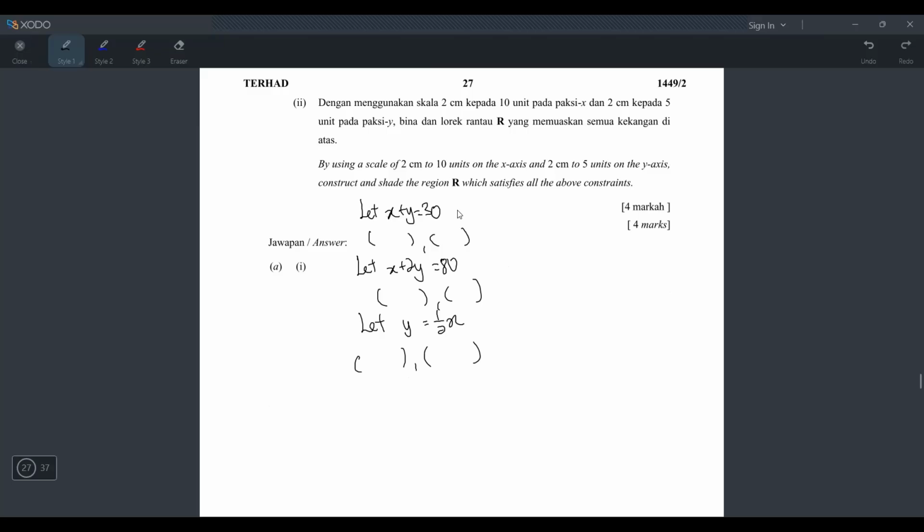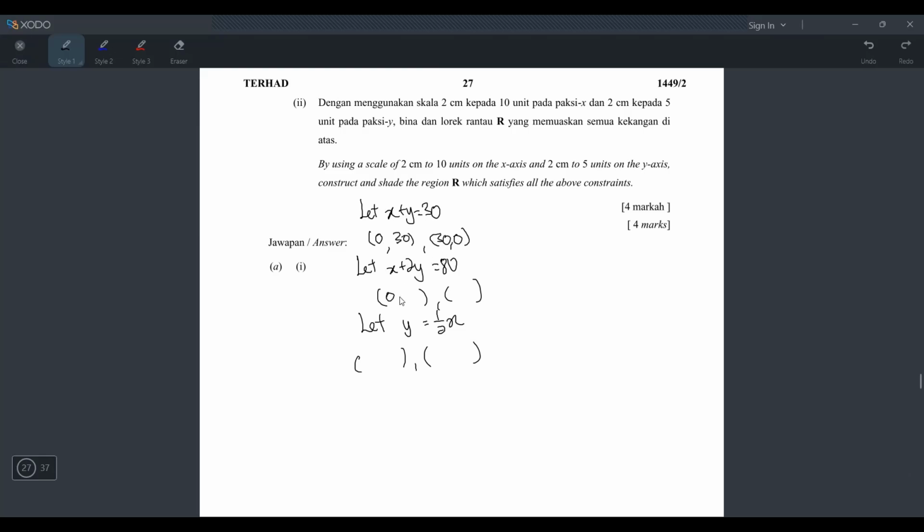Because all these lines are straight lines, and you need points to draw these lines. Okay, what's my favorite point to find? Usually I always find by substituting x equals 0 and y equals 0. I always teach like that in class, right? So when I put x equals 0, my y is 30. I put y equals 0, my x is 30.